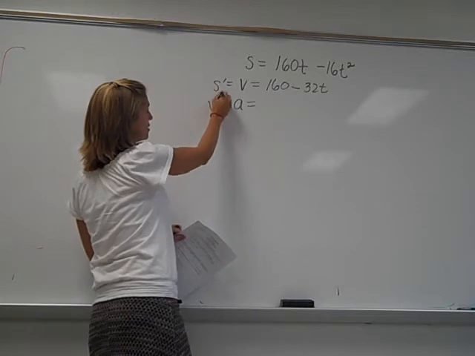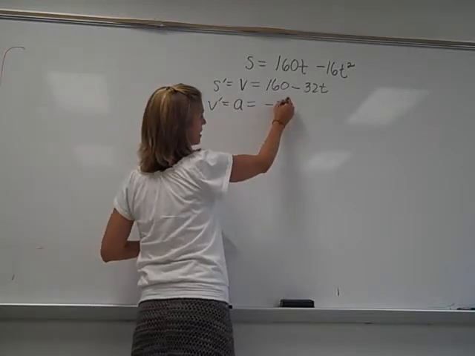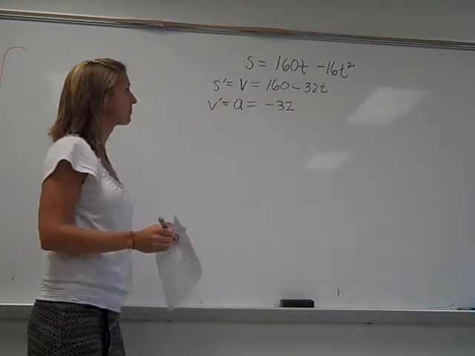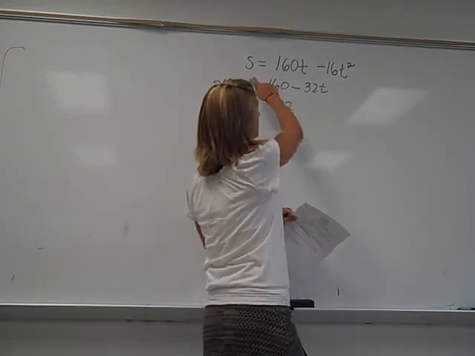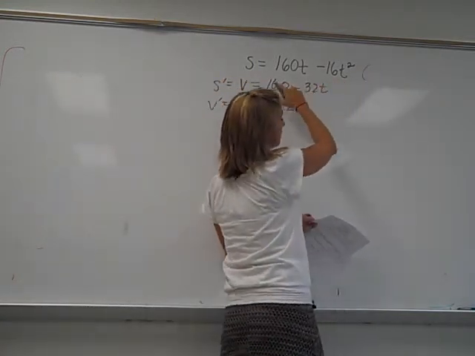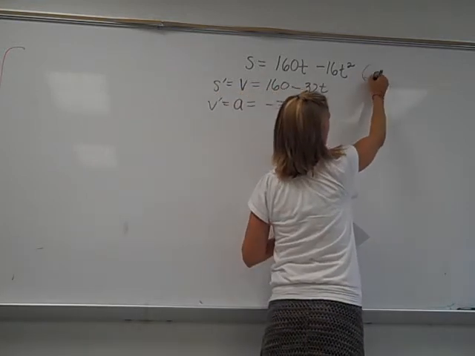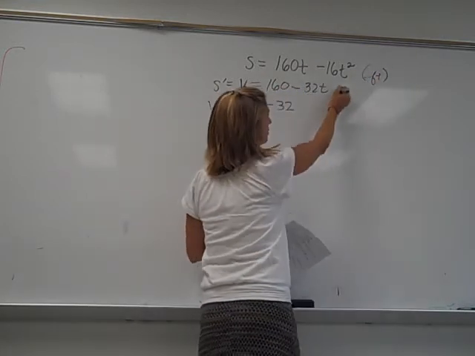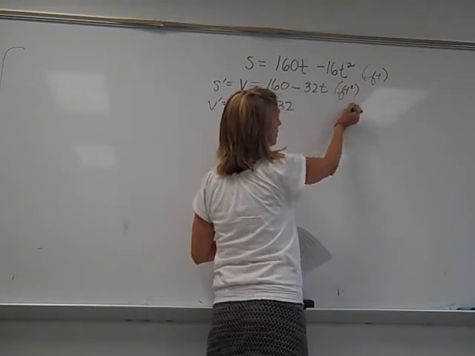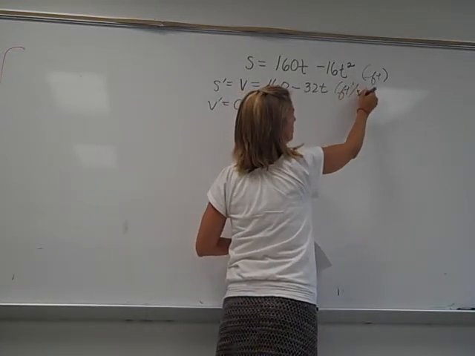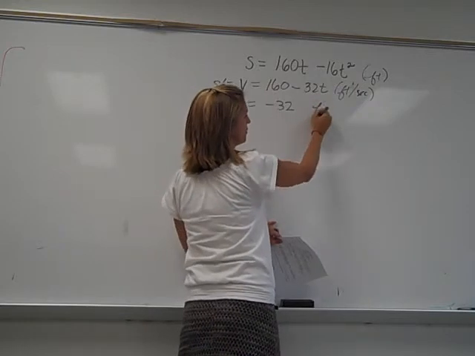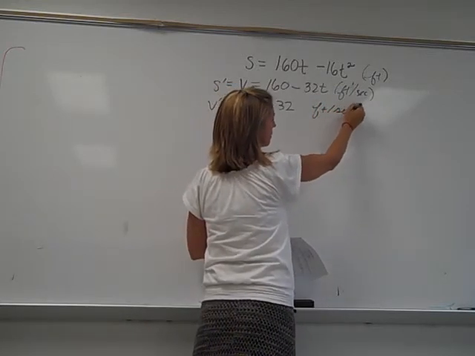And acceleration is the derivative of velocity, so it's going to be negative 32. Just in general, for non-physics people, position is measured in feet. Velocity is a certain amount of feet squared. No, I'm sorry, feet per second. What am I talking about? Feet per second. And acceleration is feet per second squared.